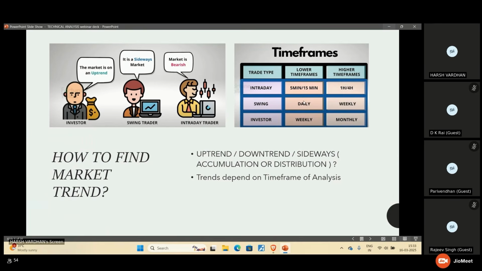Higher time frame can be 1 hour, 4 hours. For swing traders, lower time frames can be daily. Higher time frames can be weekly. For investors, lower time frames can be weekly. Higher time frames can be monthly.